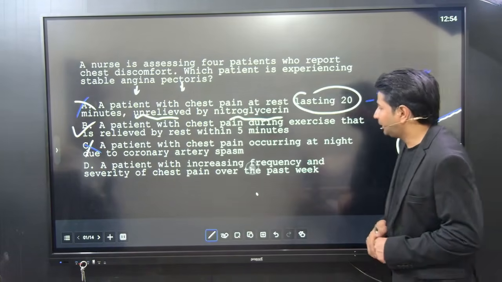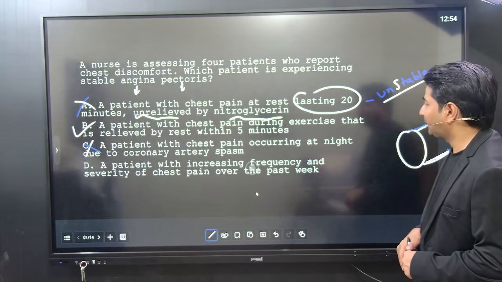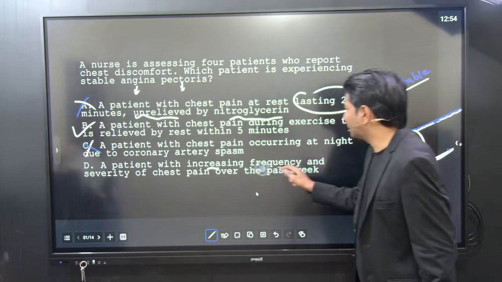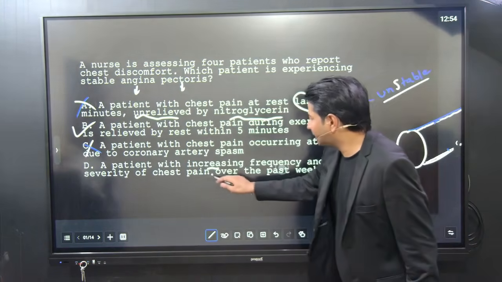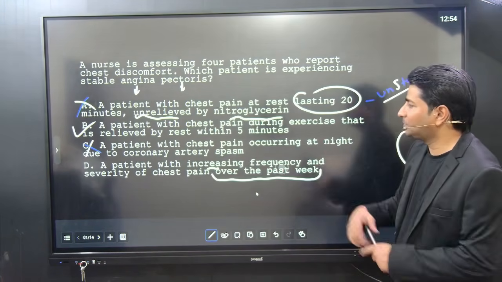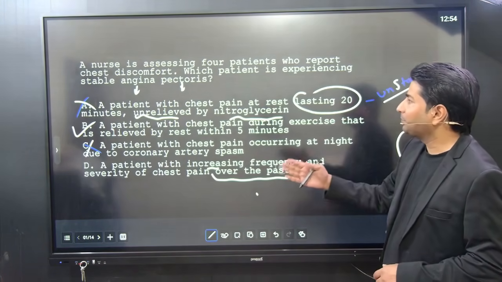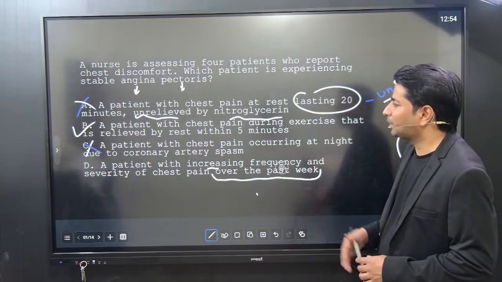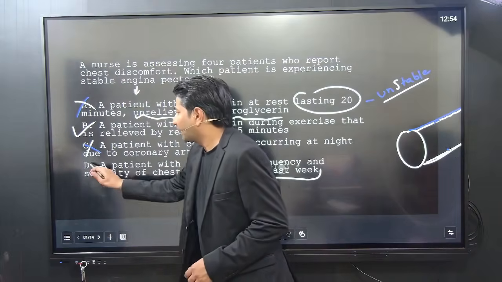Lastly, a patient with increasing frequency and severity of chest pain over the past week. Now look at what's written here. Increasing frequency, meaning the frequency is rising, and chest pain over the past week is increasing, which means it's becoming more severe. So this is an example of unstable angina pectoris. So this won't be it either.